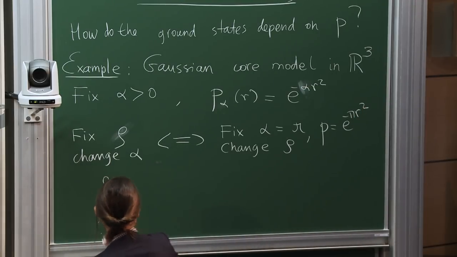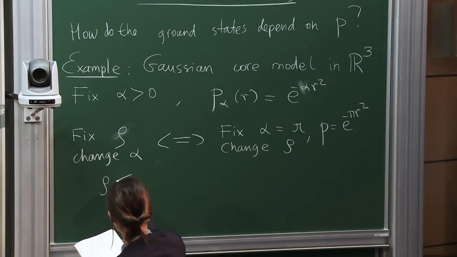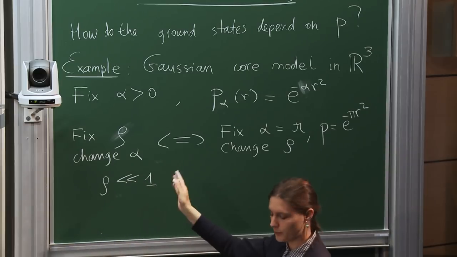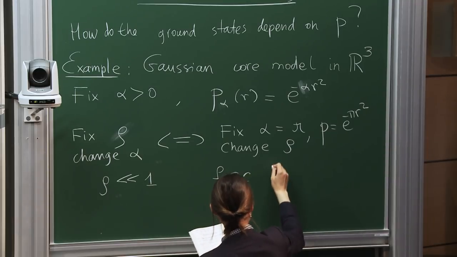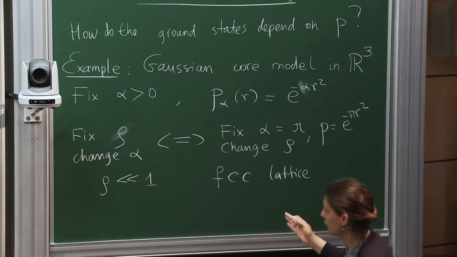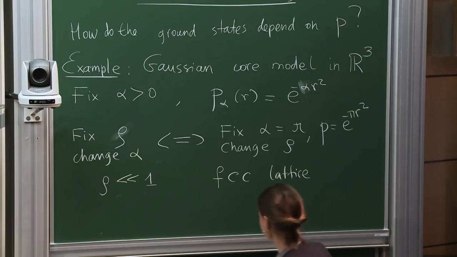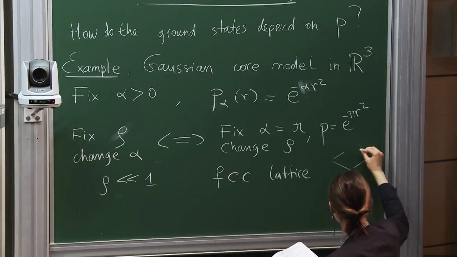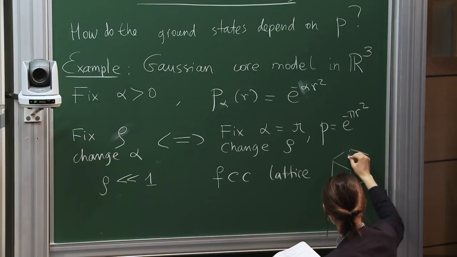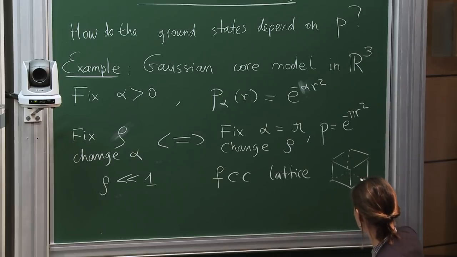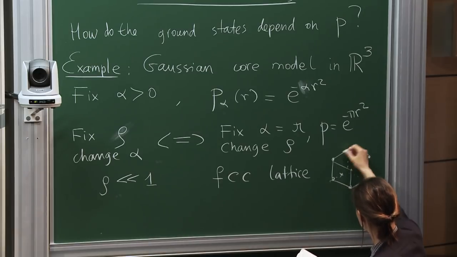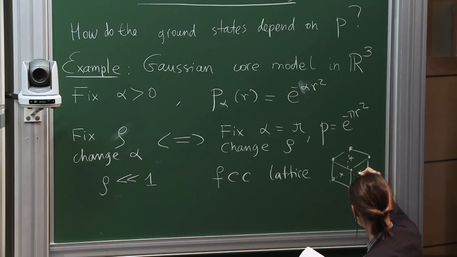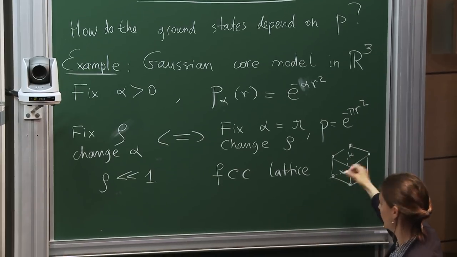So what do experiments tell us about ground states for different densities? First, if density is smaller than one, or maybe much smaller than one, then a face-centered cubic lattice seems to be the winner in this case. And what is a face-centered cubic lattice? It's a lattice like this, which, for example, gives us the best packing. We take the usual cubic lattice, Z3, and then in the center of each face of cubes, which give us a tiling of Euclidean space, we choose one more point.